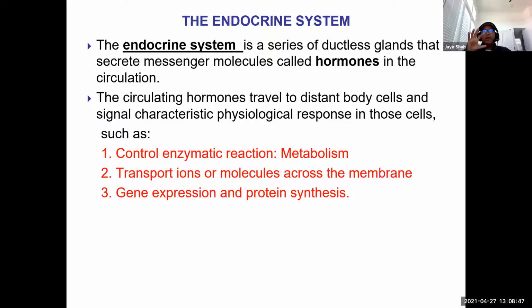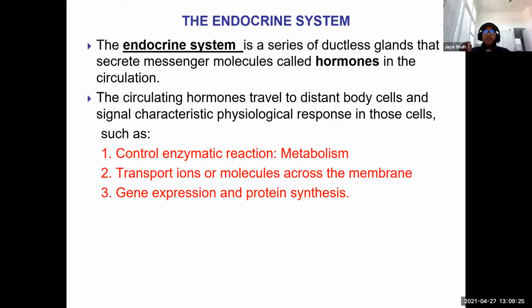So what are those particular physiological responses in such a cell? Once the receptor binds on the cell or inside the cell, they control enzymatic reactions. Enzymatic reaction means they change the metabolism, the catabolism and anabolism of the cells. They modify the transport of ions or other large molecules across the plasma membrane. So they can increase the transport of sodium, calcium, magnesium, or they can block it.